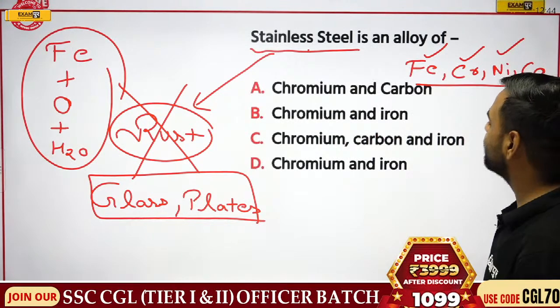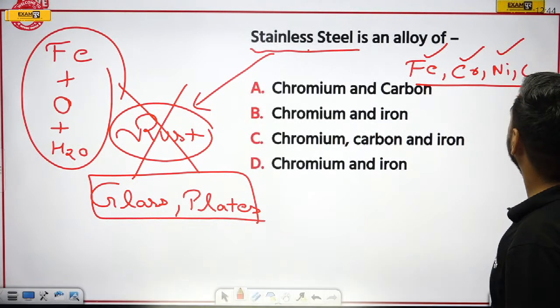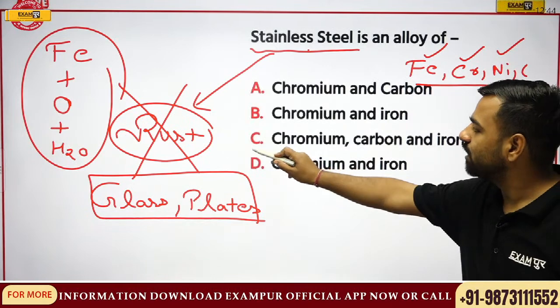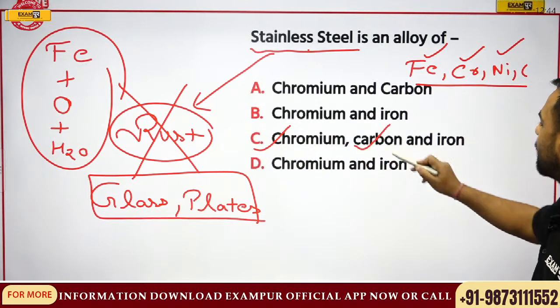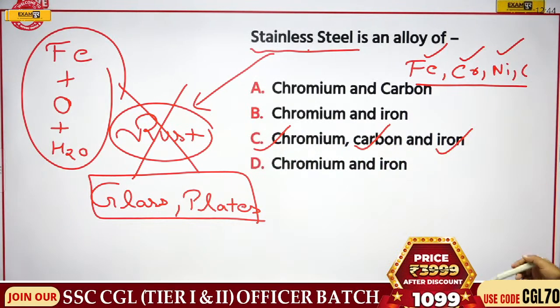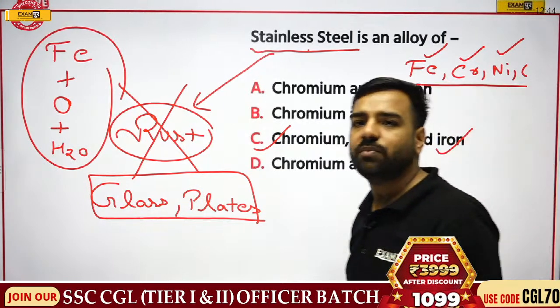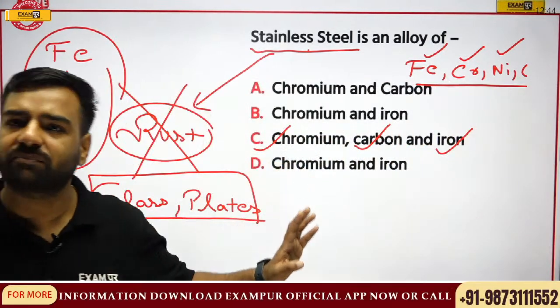So yes, what is the answer? फिकर नहीं है कोई. So it would be chromium, carbon, iron, and yes, we have nickel also, which is not there in the option. I guess you can now relate with this point.